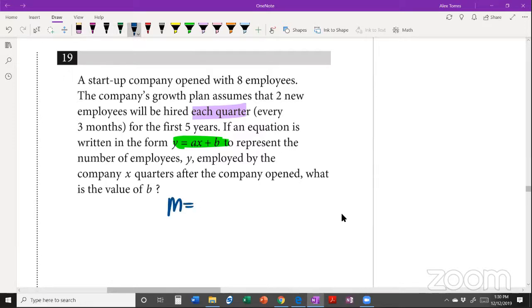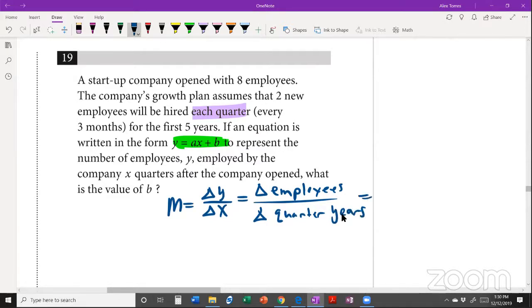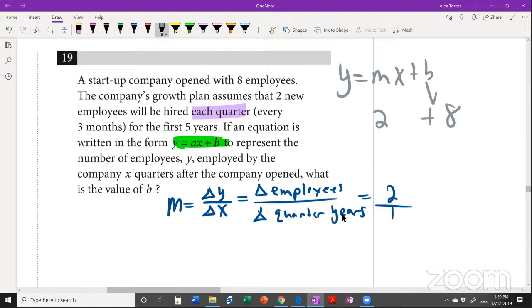So if your slope is your change in y over change in x, the y-axis is the number of employees, and the x-axis is the number of quarter years. And in these slope expressions, the denominator is usually 1. So they're saying that we're adding 2 new employees every 1 quarter year. So for a y equals mx plus b, we're starting with 8 employees. The y-intercept is where you start. And the slope is 2, like we said. So y equals 2x plus 8.